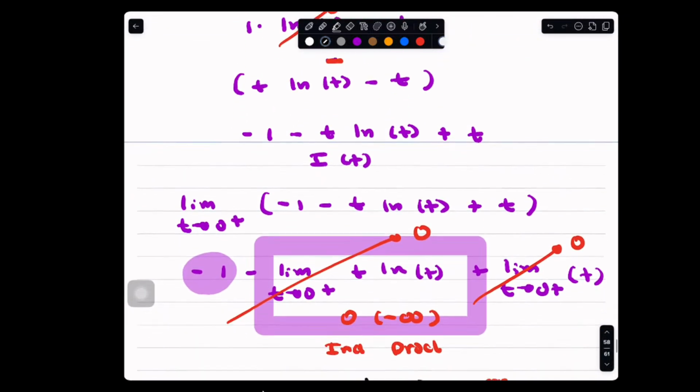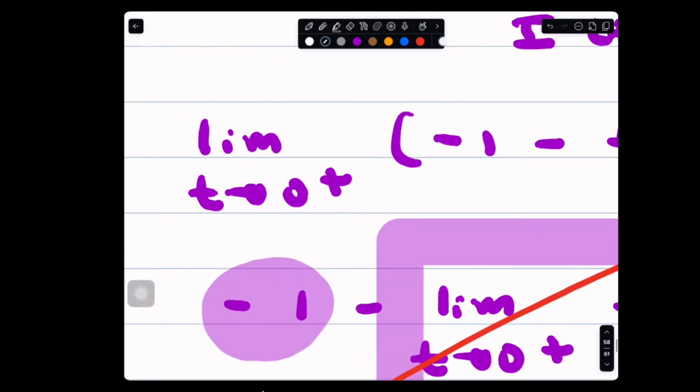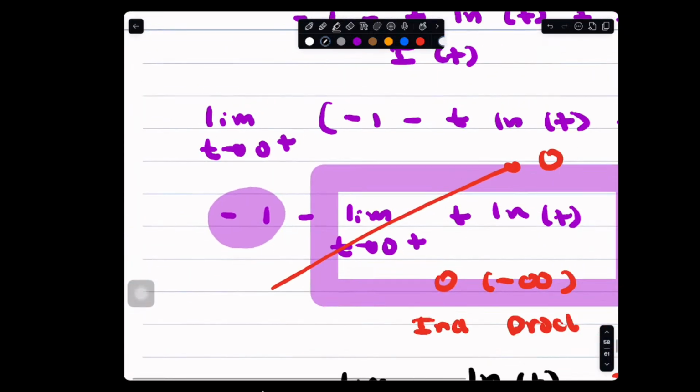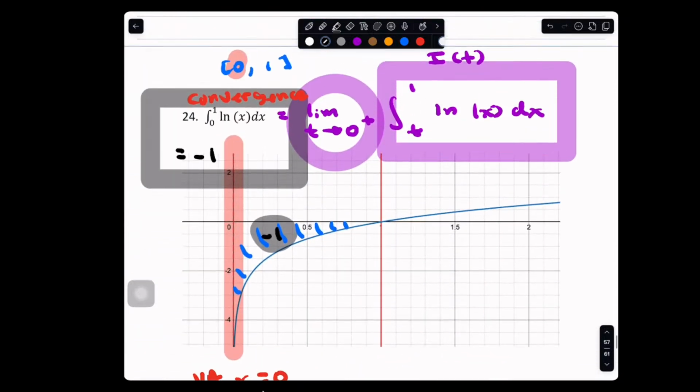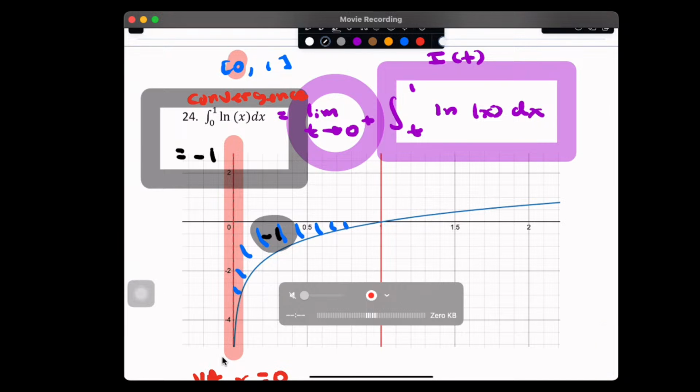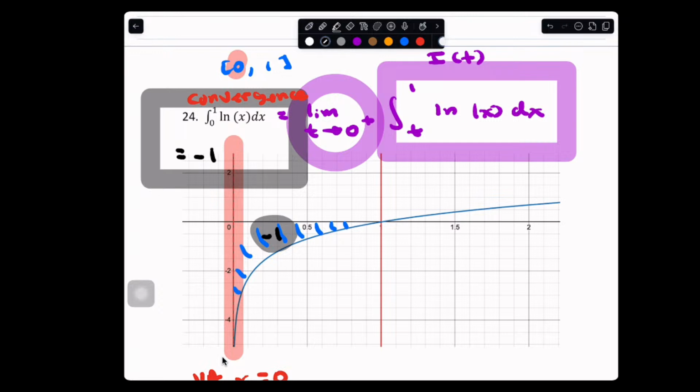So you can take a look at that. That's a finite number, -1, classic questions. And I hope you guys enjoyed the demonstration here. So it converges to the finite number -1. Let's see if we can highlight that. All right, there we go.